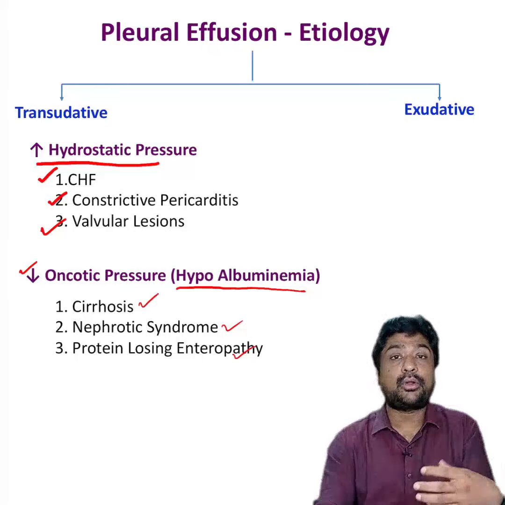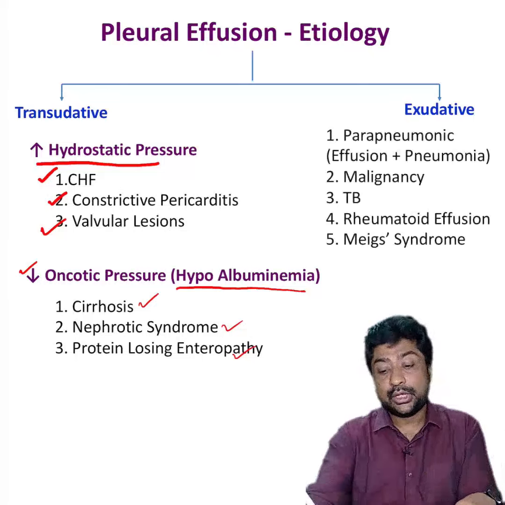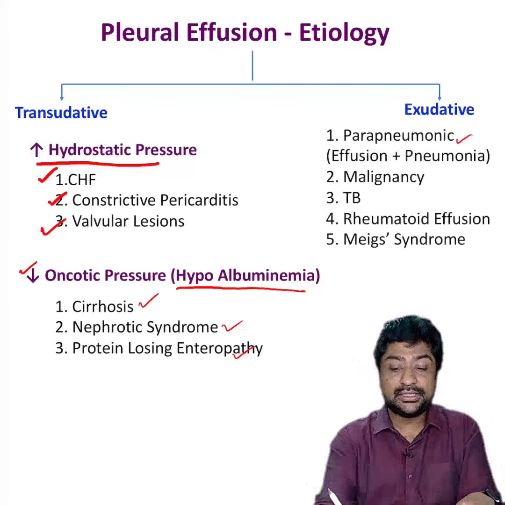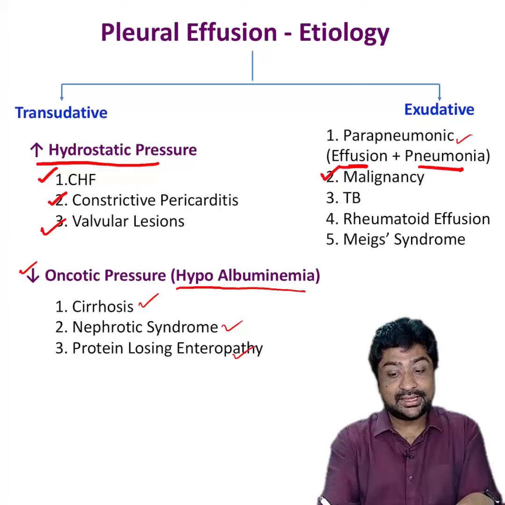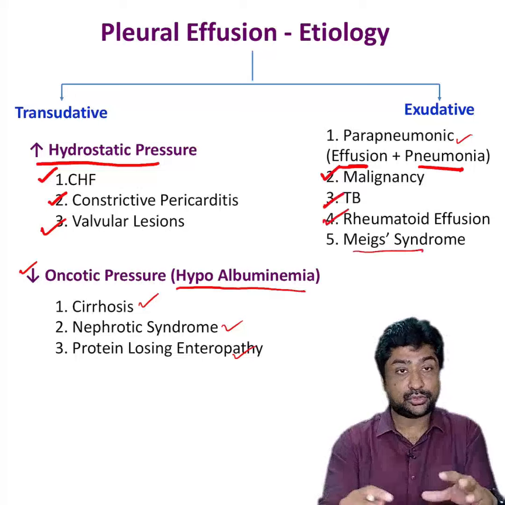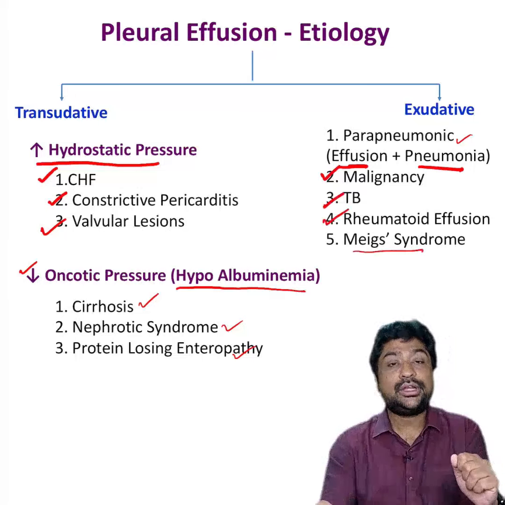Let's look at some of the important causes of exudative pleural effusion. So it can be parapneumonic, which means there is an effusion which is secondary to pneumonia. It can be due to malignancy, tuberculosis, rheumatoid effusion, and lastly Meigs syndrome. So these are the important causes of exudative pleural effusion.